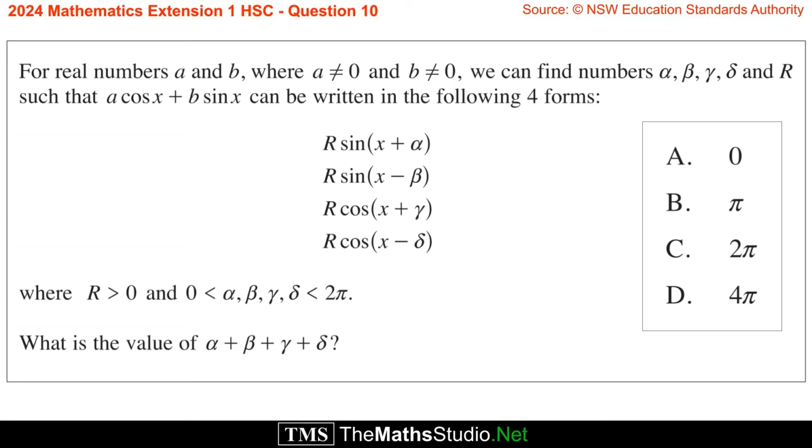Question 10. For real numbers A and B, where A is not equal to 0 and B is not equal to 0, we can find numbers alpha, beta, gamma, delta, and R such that A cos x plus B sin x can be written in the following four forms: R sin(x plus alpha), R sin(x minus beta), R cos(x plus gamma), R cos(x minus delta), where R is greater than 0 and alpha, beta, gamma, and delta are greater than 0 and less than 2 pi. What is the value of alpha plus beta plus gamma plus delta?